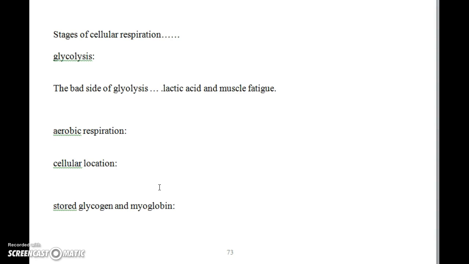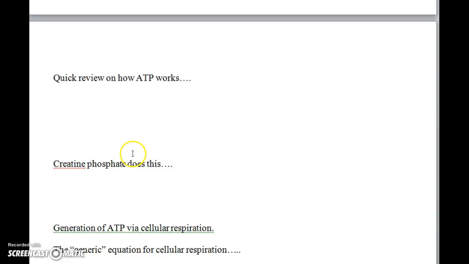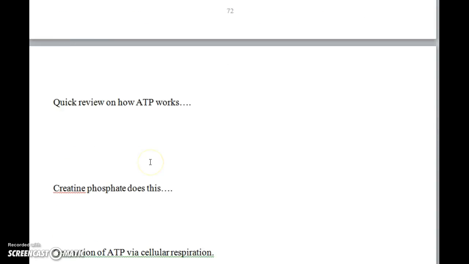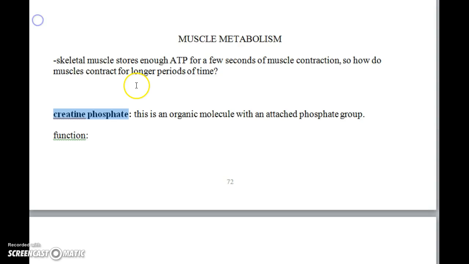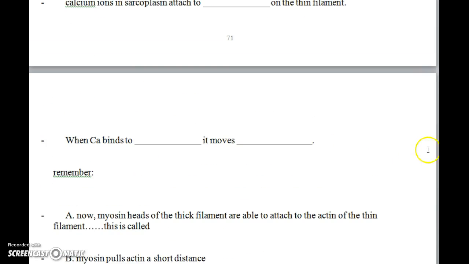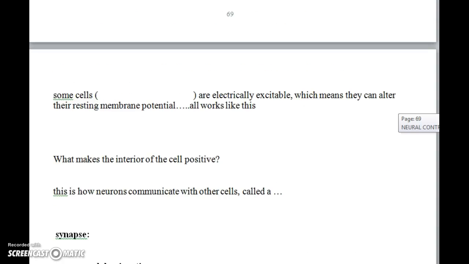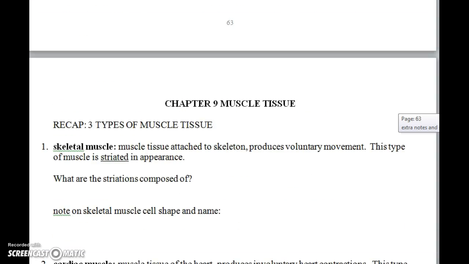Oh yeah, aerobic respiration and glycolysis. Yeah, the function of creatine phosphate. Again, all that stuff's multiple choice, but it's missed a lot. So just don't blow it off.